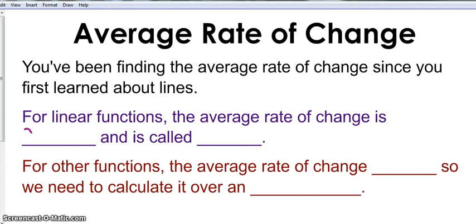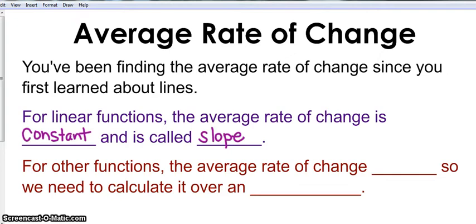It is constant, and it has always been called slope to this point. Okay, so you know how to calculate slope, which means you know how to calculate average rate of change. We're just going to make it look a little bit fancier, but the basic process is going to be the same.